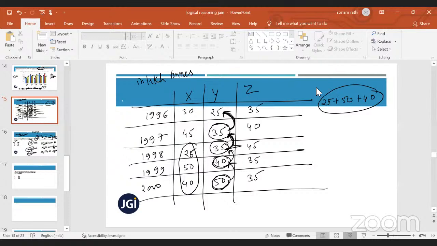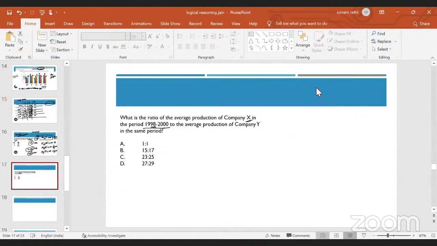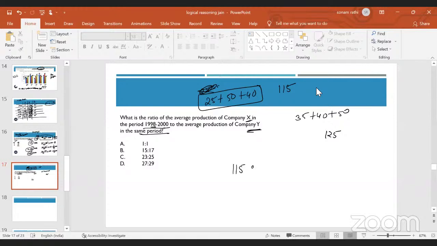The total will be 115, right? For company X, 25 plus 50 plus 40, this is 115. And same for company Y also, the same period. It means we have to add company Y also. So 35 plus 40 plus 50, so this is 125. And we need to calculate the ratio of this. 115 is to 125.